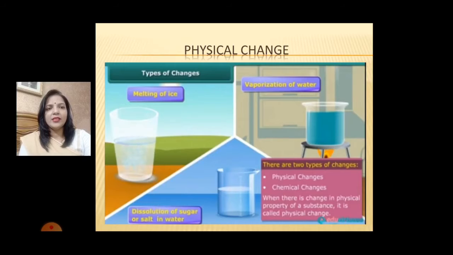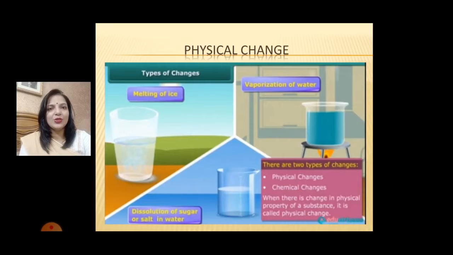Some examples are melting of ice, in which state of water has changed from solid to liquid; vaporization of water, where the state of water changes from liquid to gas; dissolution of sugar or salt in water. So these are the examples of physical change.